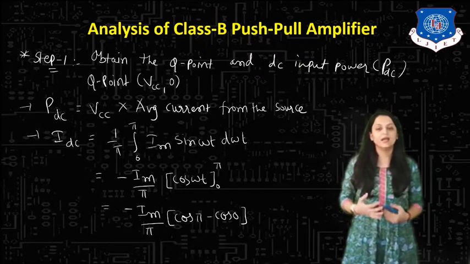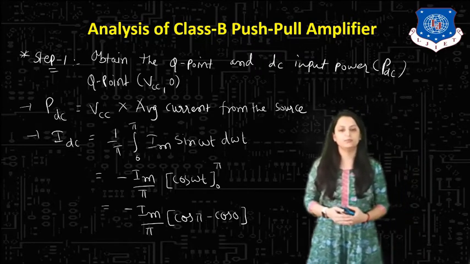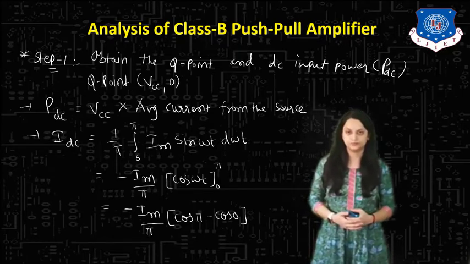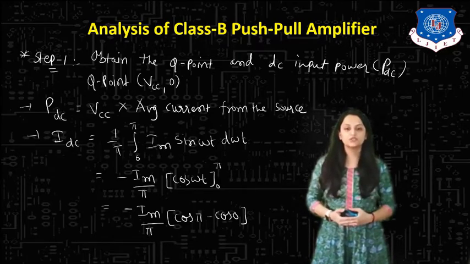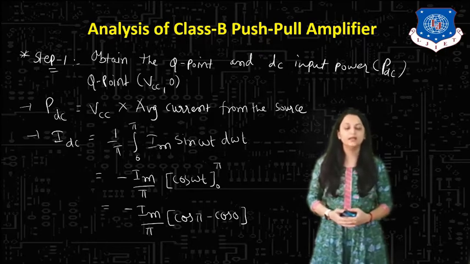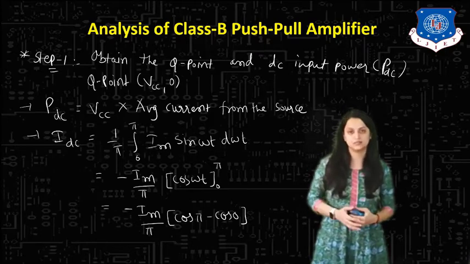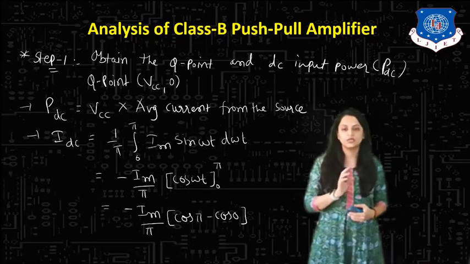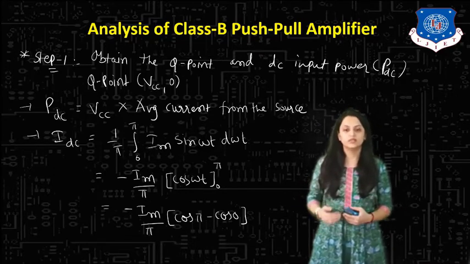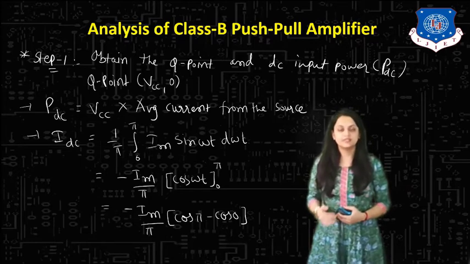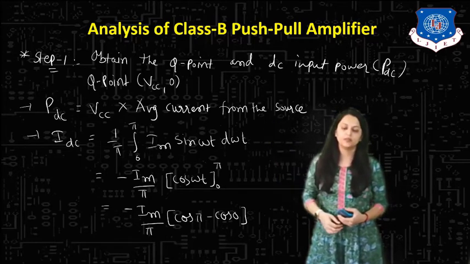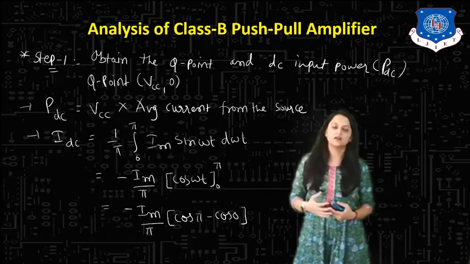Let us see the analysis of the Class B push-pull amplifier. Step 1 is to obtain the Q point and the DC input power, that is PDC. Here the Q point is VCC, 0. So DC power equals VCC into the average current from the source. Now let us obtain the average DC current IDC.